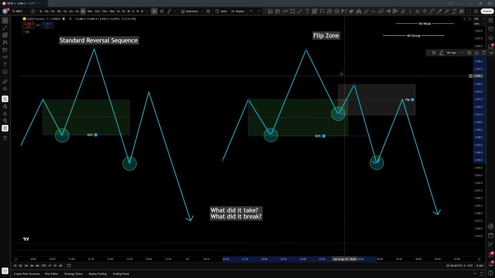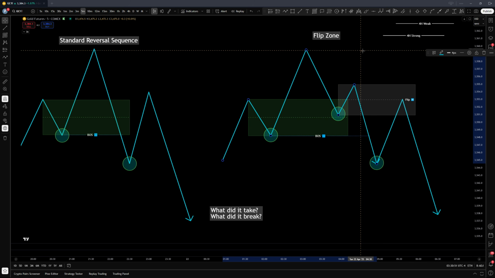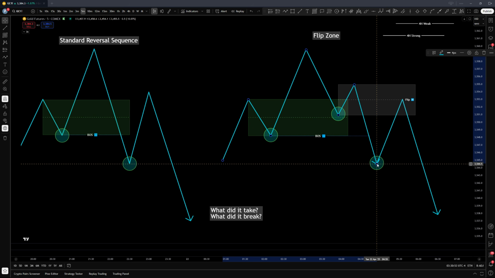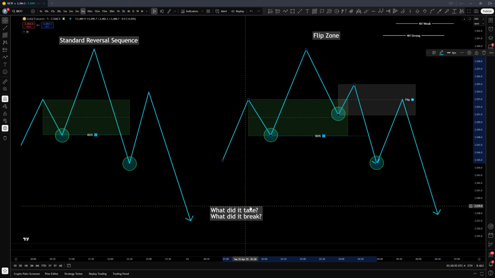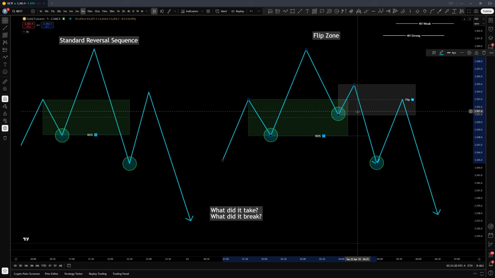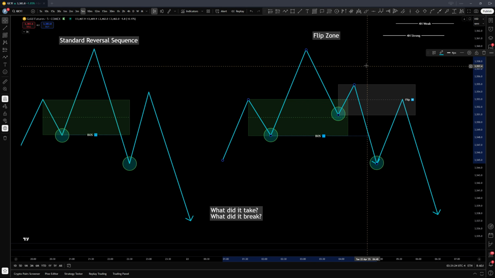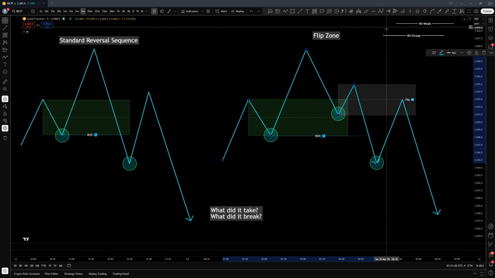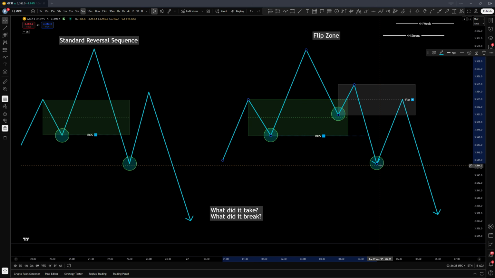So it didn't manage to take this high, so it failed to do that, and then it managed to break the low. What did it take? What did it break? So some people might see this as some kind of fake out, right? It appears to be pushing higher as we expect in an uptrend, but then it fails and drops down.